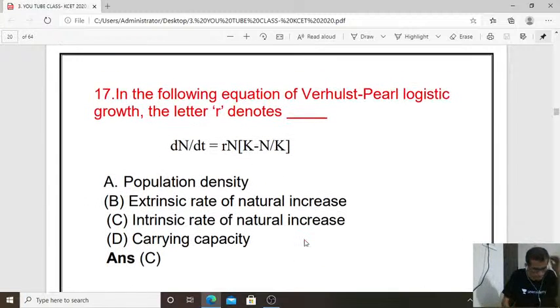Then the 17th question. Yes, Manohar, you are right, using PCR. Now I am in question number 17.